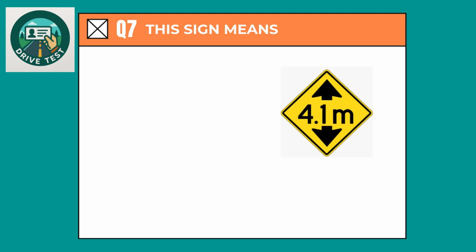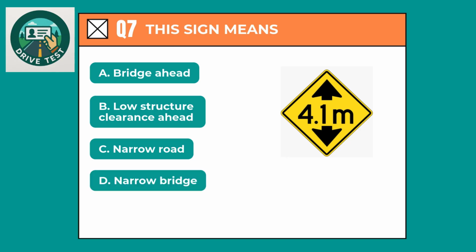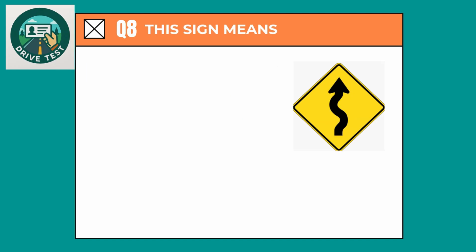Question 7. This sign means: A. Bridge ahead. B. Low structure clearance ahead. C. Narrow road. D. Narrow bridge. The correct answer is B. Low structure clearance ahead. Watch your vehicle height. Structure is low.